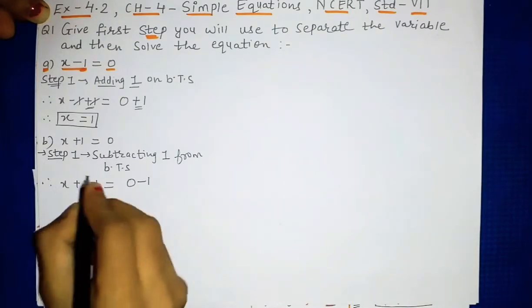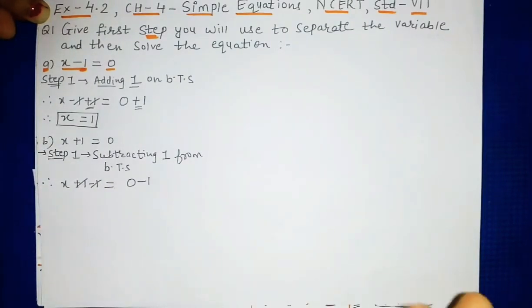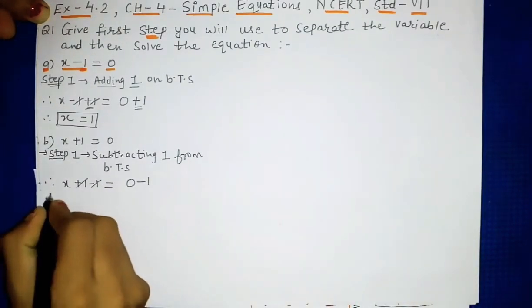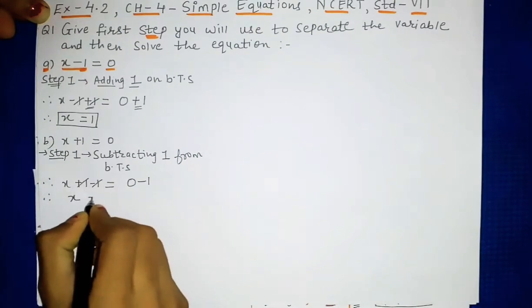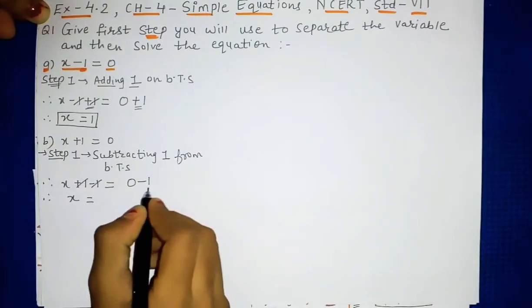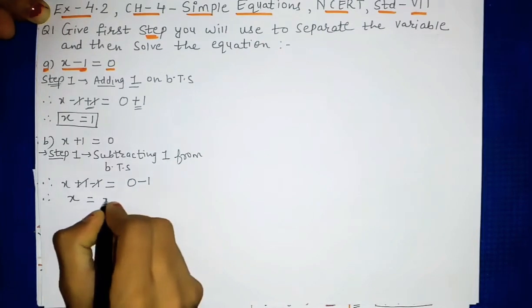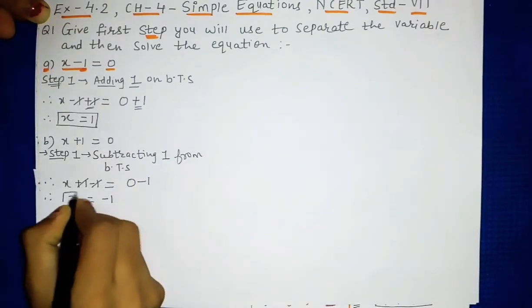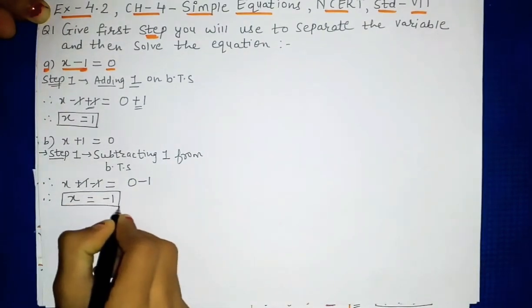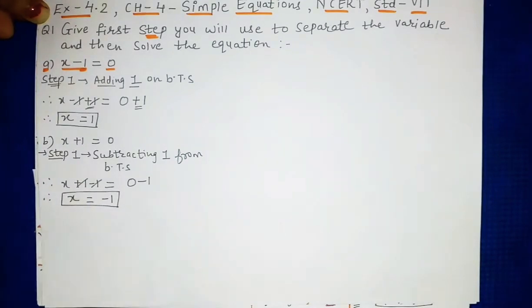Okay, now again -1 and +1 will be 0. So this side only x is left, and this side 0 minus 1 is how much? 0 minus 1 is -1. So this is our answer of second one. So we got the answer of the variable.